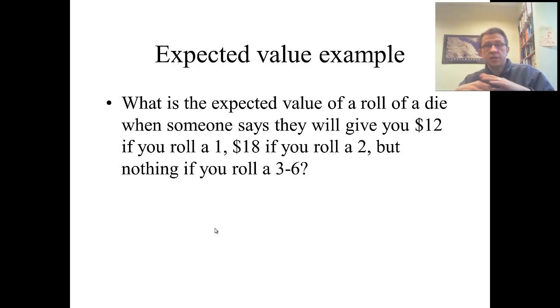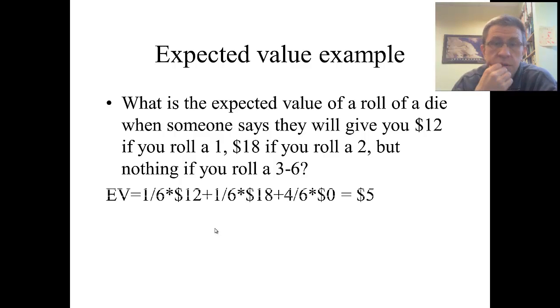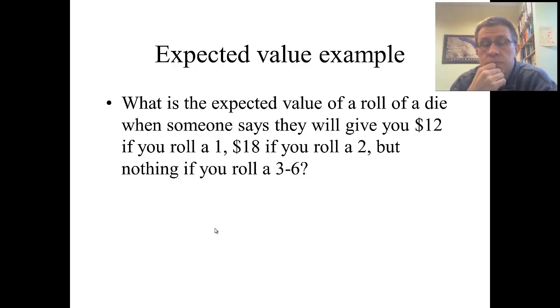Okay, we'll go through a simple expected value example in this video. It's the expected value of a roll of a die. When someone says they will give you $12 if you roll a 1, $18 if you roll a 2, but nothing if you roll a 3, a 4, a 5, or a 6. So, what is the expected value of the roll of a die? If somebody says they'll give you $12 if you roll a 1, $18 if you roll a 2, but nothing if you roll a 3, 4, 5, or 6.